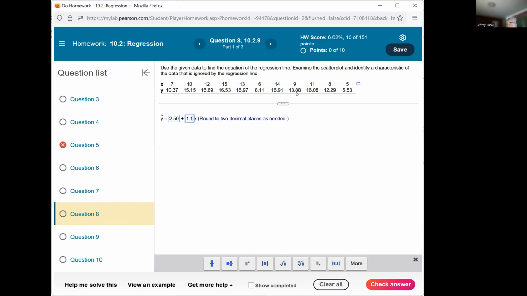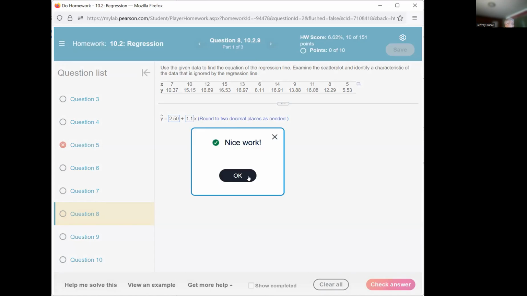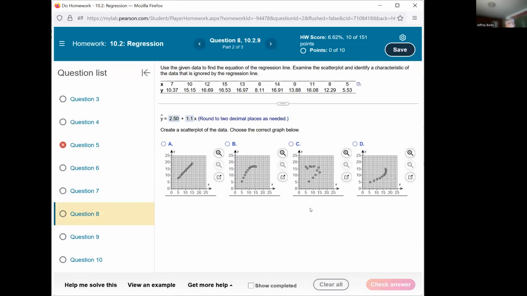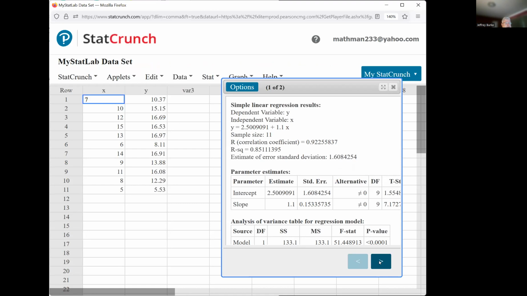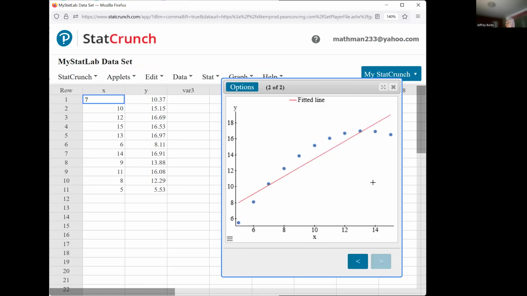Now notice here, it just says round to 2 decimal places as needed. Here I need to round, but here I do not. And it should acknowledge that. Okay. All right, now it says create a scatter plot. So what I can do now, if I go back to StatCrunch, if I just arrow over here, there's going to be my scatter plot. Now, the one that most closely looks like it is going to be choice B.